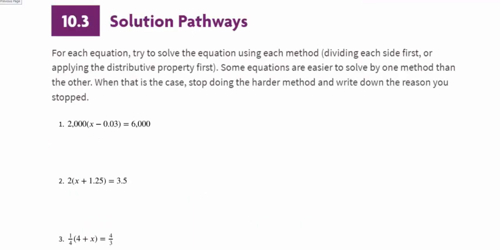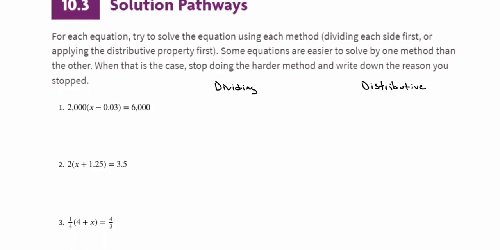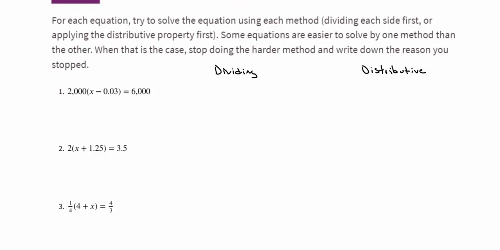All right. So 10.3 says for each equation, try to solve the equation using each method, dividing each side first or applying the distributive property first. So the two methods we're going to use are dividing and distributive property. Some equations are easier to solve by one method than the other. When that is the case, stop doing the harder method and write down the reason you stopped.